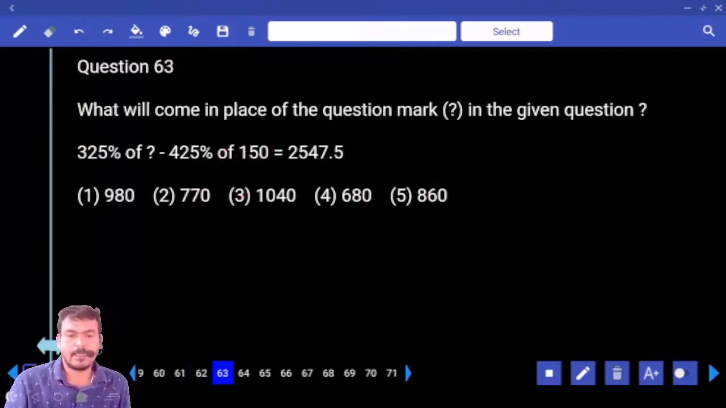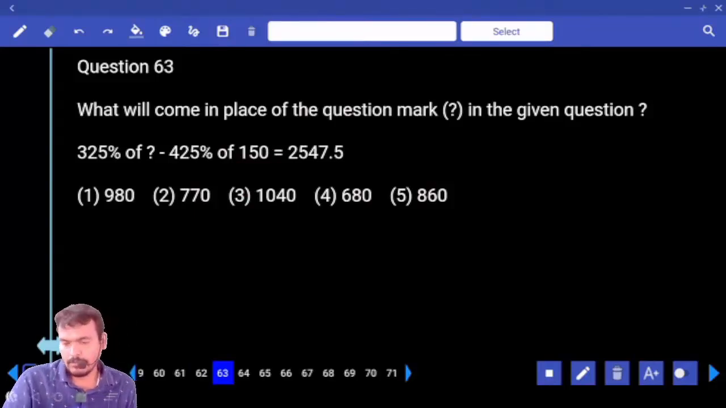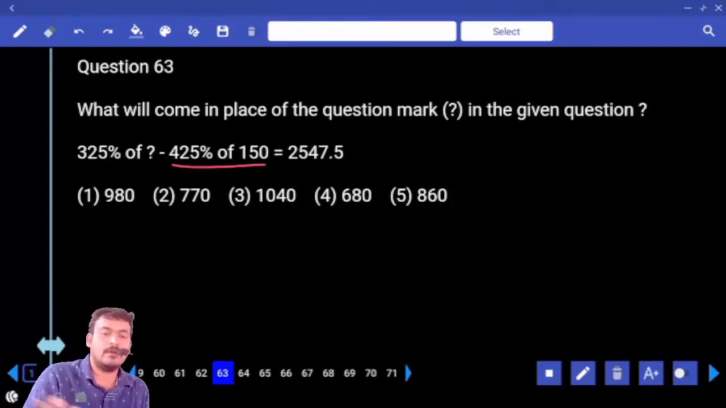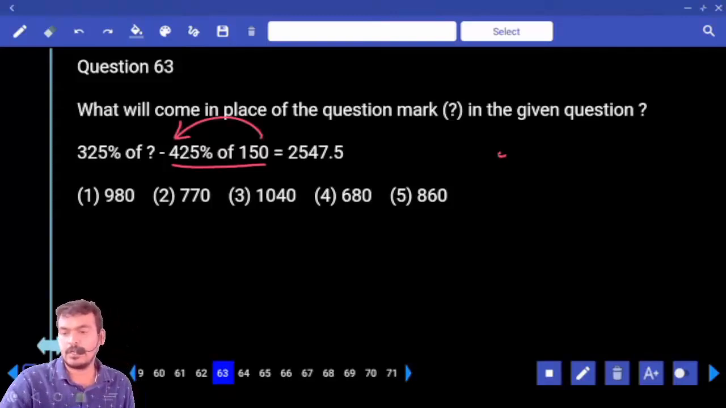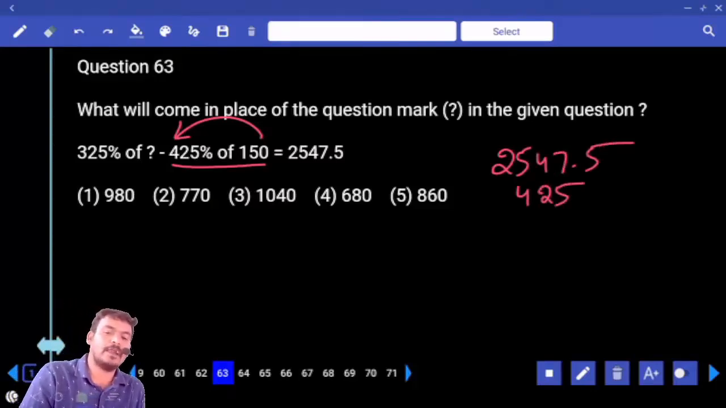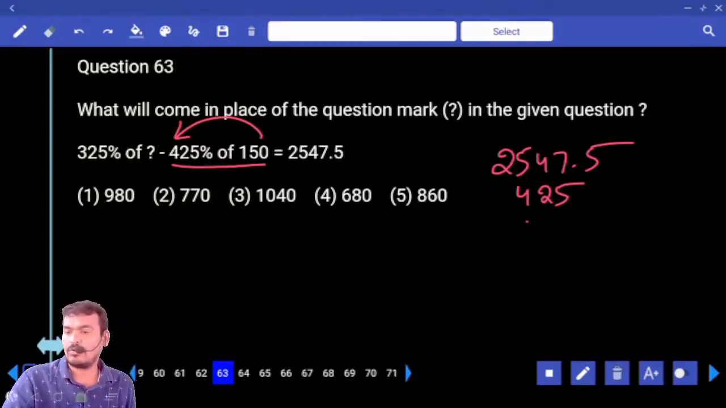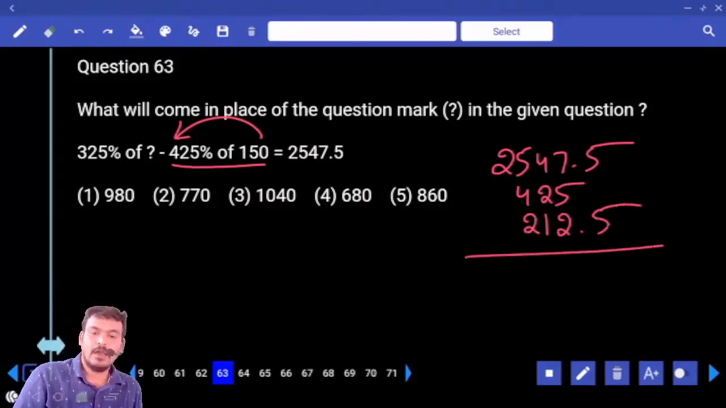Next, 63. 325% of something minus 425% of 150 is equal to 2547.5. First priority, 425% of 150. This one we write as 150% of 425. What is the 100% value? 425. 2547.5 plus 425, or not? Again, how much percent are we adding? 50%. What is the 50% value? Half, or not? Half means 2.5. Adding or subtracting? Adding.